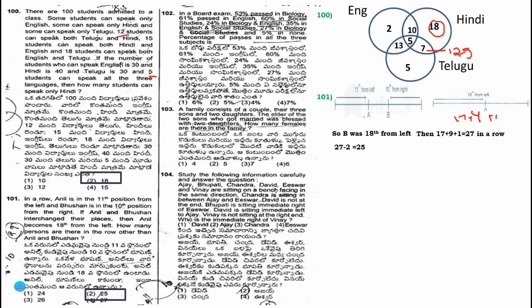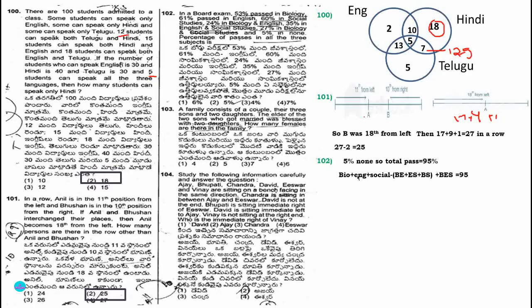Now 102. In a board exam 53% passed in biology, 61% in English, 60% in social studies, 24% in biology and English, 35% in English and social, 27% in biology and social studies, and 5% in none. In total 100%, 5% failed. They said none. So they didn't pass in anything. So in this, now how can we do?